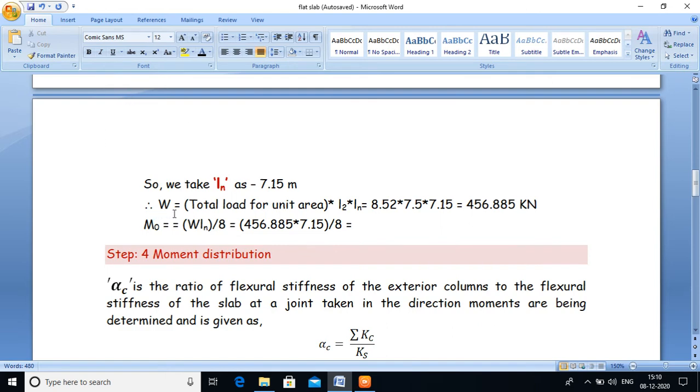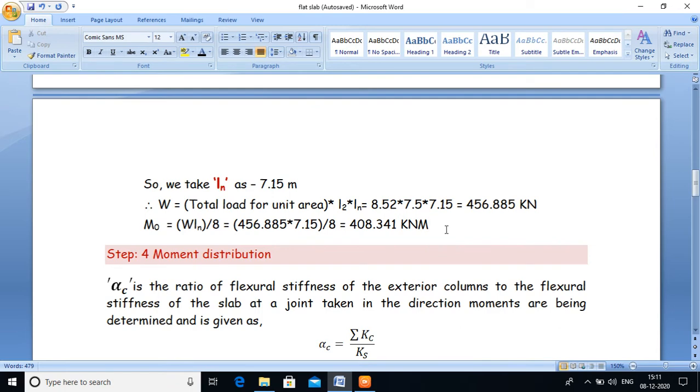Now, as we have the value of W and we know the value of ln, we can find the value of m0. The total moment m0 is nothing but W ln by 8. If we do this calculation with the help of a calculator, we will get the moment in kilonewton meter. The magnitude of moment is 408.314.